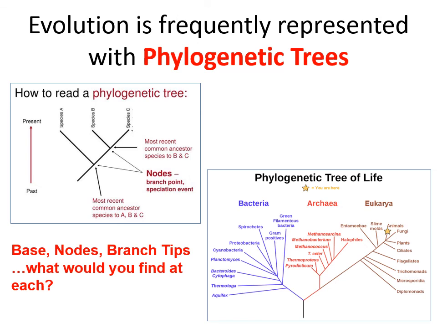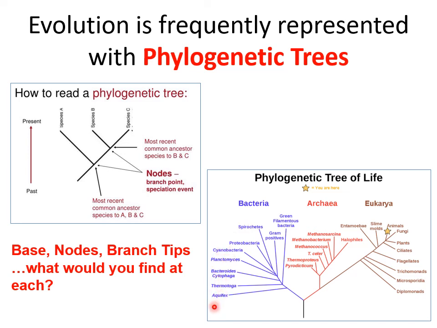Okay, so we have phylogenetic trees here. And phylogenetic trees are basically how we visually represent evolution and shared common ancestors. And when you look at a phylogenetic tree or phylogeny, there are a few terms I want you to be aware of. I want you to be aware of base, nodes, and branch tips. The base, which will be right here, okay, in this case, the base is right here. The base will be the furthest back, the oldest ancestors, okay, way, way back in the day. Then the branch tips will be the most recent evolutionary forms.